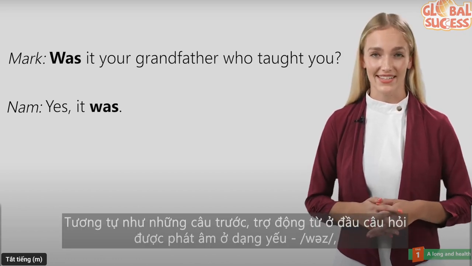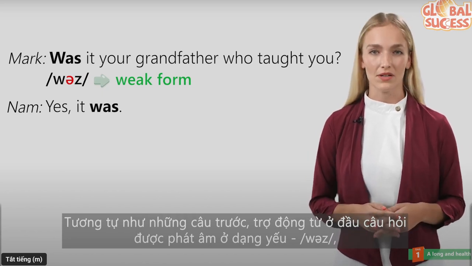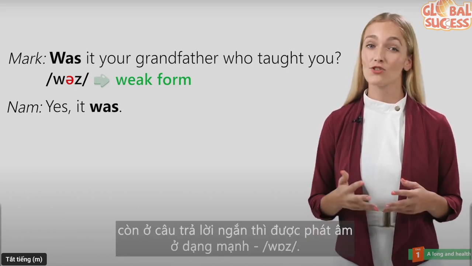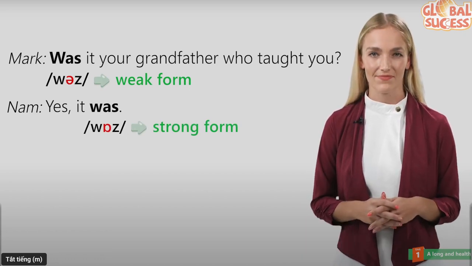Similar to the previous sentences, the auxiliary verb is pronounced in weak form, was, at the beginning of the question, and in strong form, was, in the short answer.